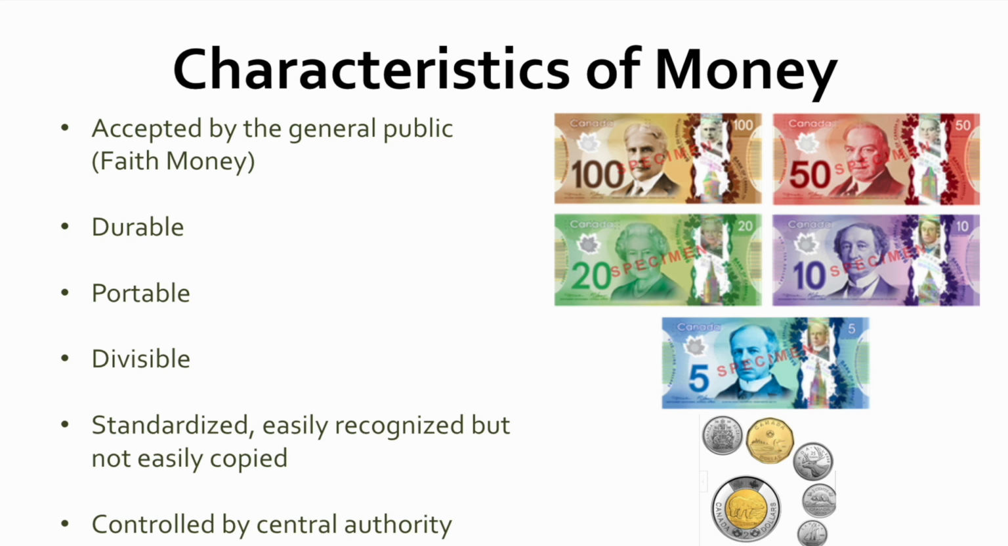If you look at a $100 bill, for example, or a $20 bill, or a $50 bill, you'll notice that there's a whole bunch of measures on them to prevent counterfeiting. And money has to be controlled by a central authority. If you look at Canadian money, it clearly says on it that it is distributed by the Bank of Canada. That is the Canadian central authority for money.